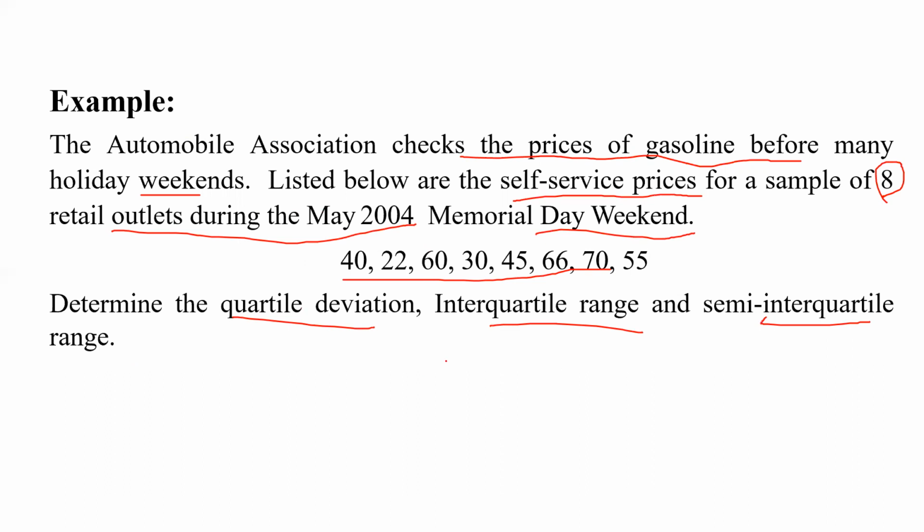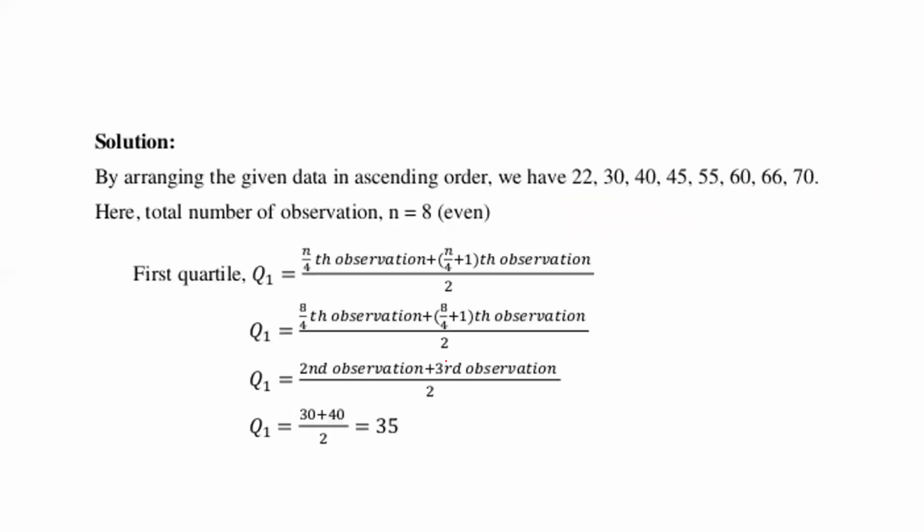So quartile deviation we can find out. Here we arrange data in ascending or descending order, and if the data is even, then we can opt for this formula: the n by 4th observation plus the (n by 4 plus 1)th observation, divided by 2. Here n equals 8. So we put the n value and take the second observation and third observation in the given data. So 30 plus 40, so the Q1 value is 35. This way we can find it out.